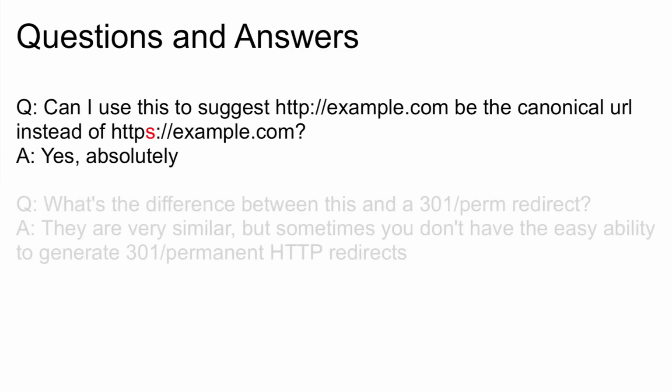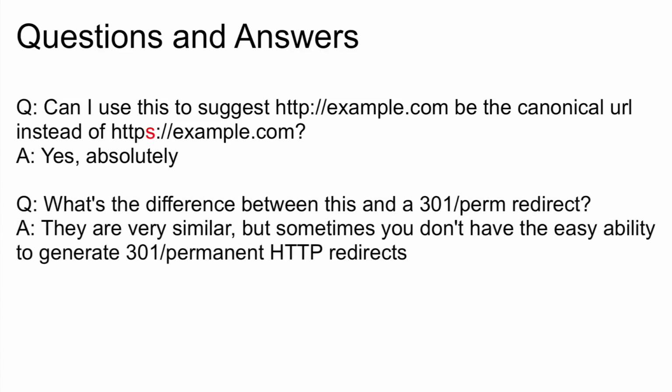And then what's the difference between this and a 301 or a permanent redirect? There's really not that much, other than this is restricted to one domain. So 301s can cross domains. This is all within the same domain. In fact, whenever I think about it, the mental model that I have is that this is essentially like a little mini 301 redirect that you can generate with this link element. So, if you think about how Google handles 301s, that's probably a pretty good guess about how we'll handle this particular element.